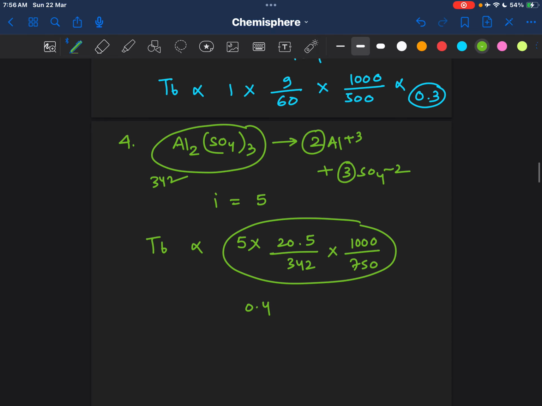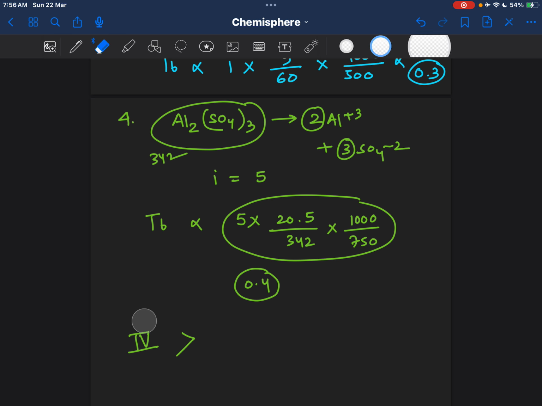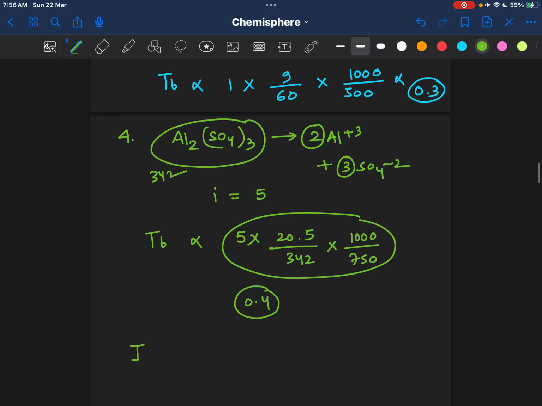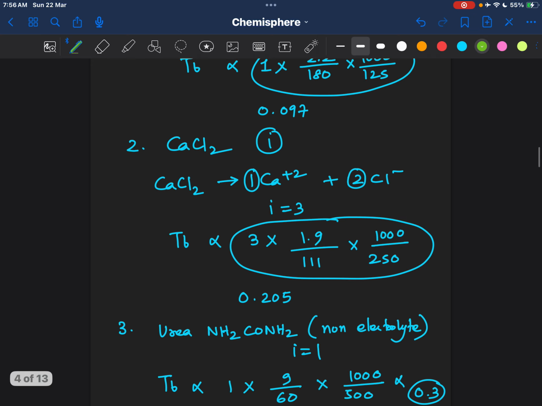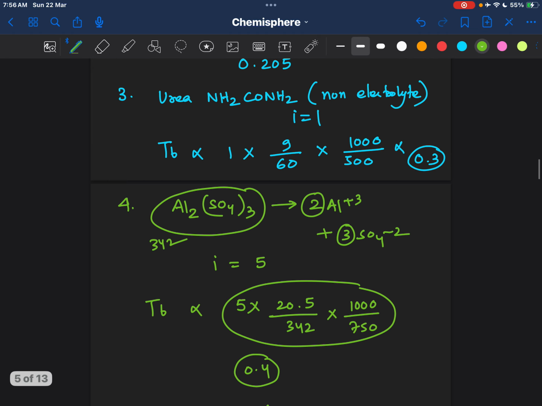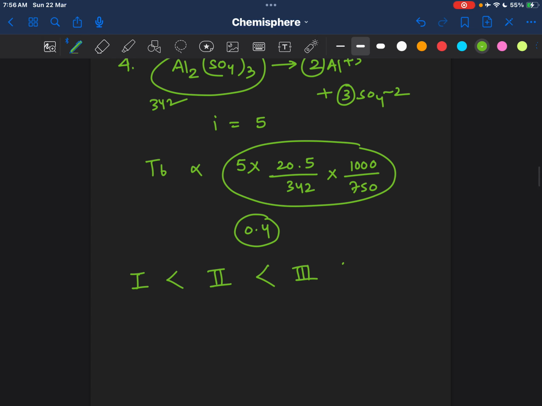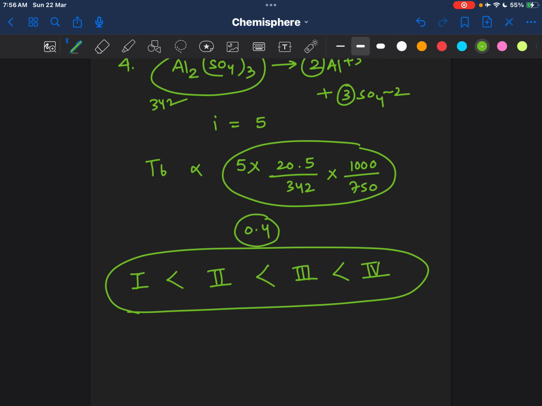So as you can see, the maximum value is for the fourth option. Since we have to arrange them in increasing order, we'll start from the least one. So 1 has the least. Then we have 2 because it is 0.205. Then we have 3, because that's 0.3. And finally we have 4, that is 0.4. So this is the order. Okay, thank you.